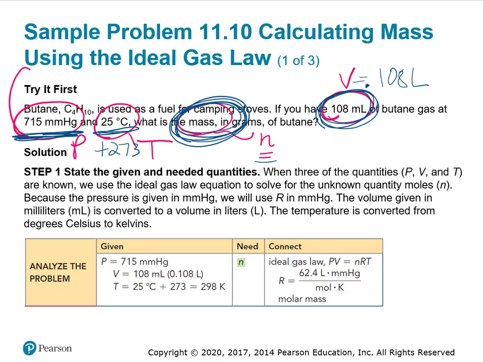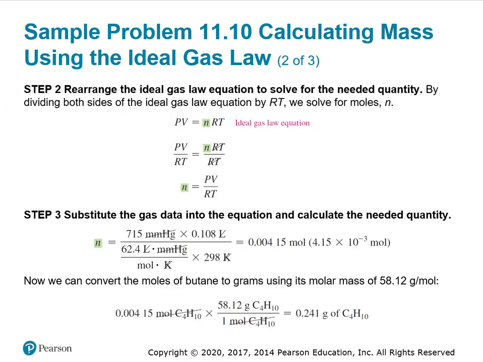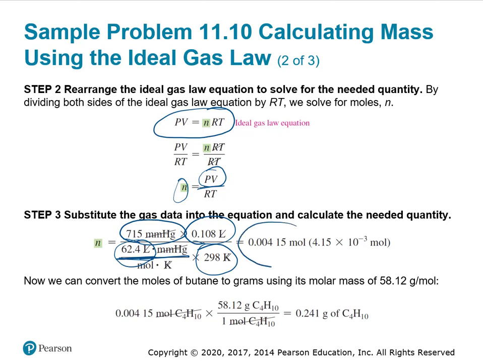Well, in order to find mass, we've got to get to moles first. So we're going to find moles, and then we can go moles to grams, because I can find the molar mass of C4H10. Not a problem. Let's use our PV equals nRT and solve for n. So n, we're going to take our pressure times volume, so our 715 times the 0.108, and divide it by R times T. We're going to use the R that has millimeters of mercury. All right, that will give us how many moles of butane.